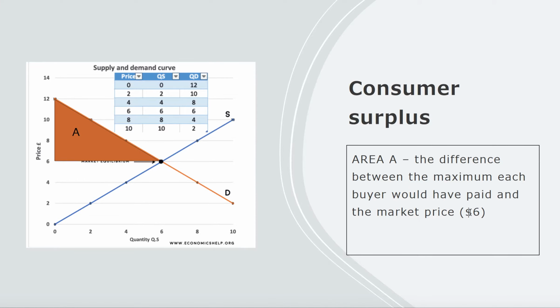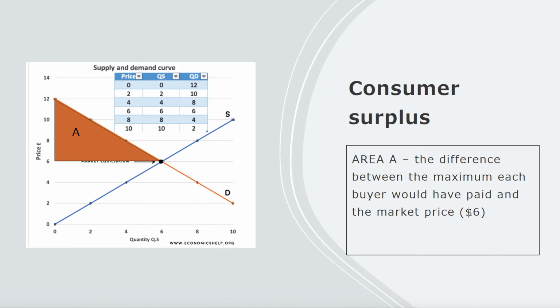All right, so how do we see this? Right here, this area A represents consumer surplus. This is the difference between the maximum each buyer would have paid and what they actually paid, which is the market price. So that represents value to them, because I would have paid 10, but I only had to pay 6. So the value to me is 4. Or I would have paid 8, but I only had to pay 6. So the value to me is 2.